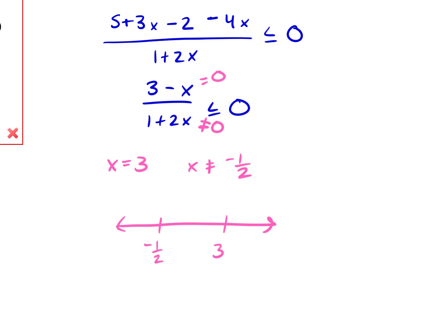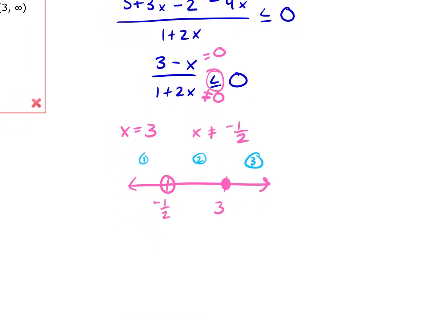Does -1/2 get an open or closed circle? Open because it's not equal to. What about 3? This one's closed because for the top, we go off of our inequality. Since it's less than or equal to, we put a closed circle. Now we can test our intervals. I'm going to say 1, 2, 3.